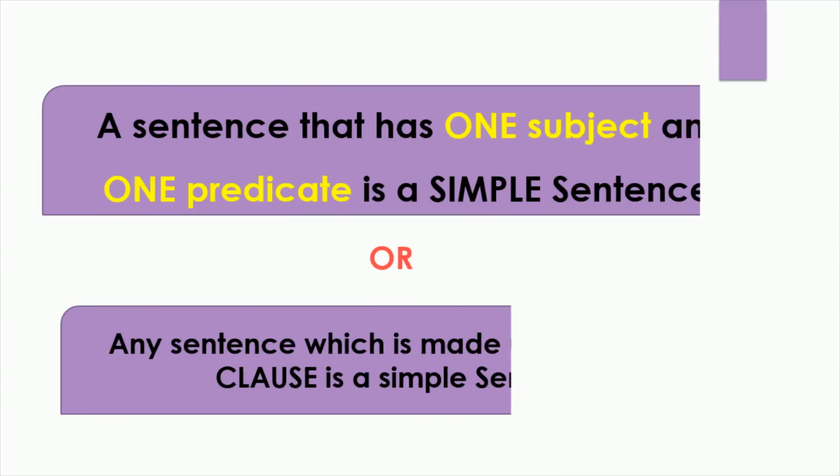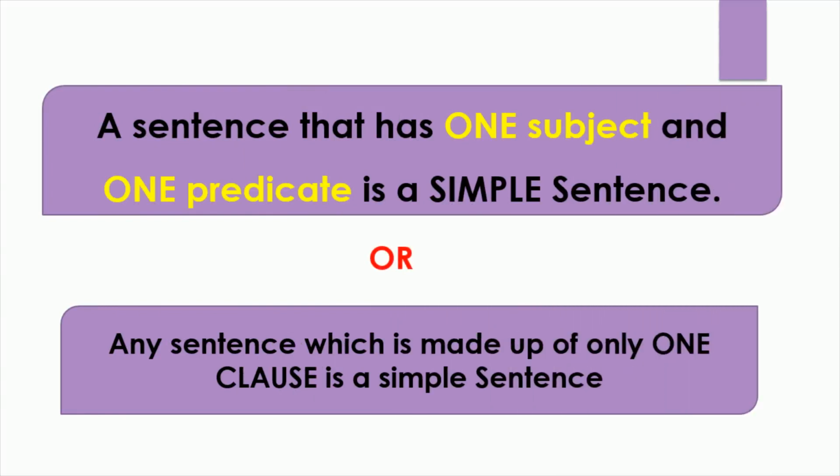Any sentence which is made up of only one subject and one predicate is said to be a simple sentence. In other words, any sentence which has only one clause is said to be a simple sentence.